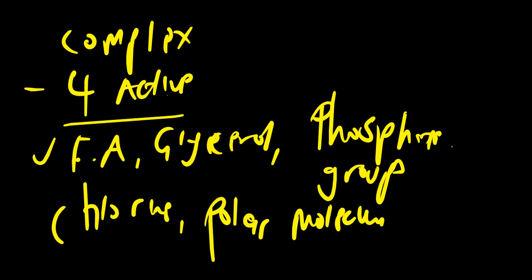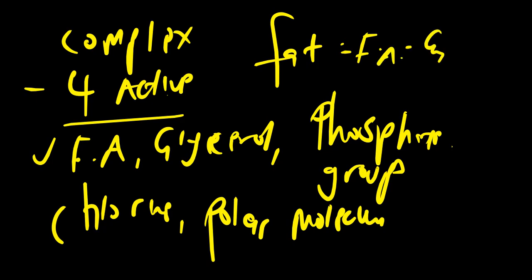So now we've said that fats, the simplest form, are made from fatty acids and glycerol, which is an alcohol. So now let's just talk about fatty acids for a while. Let me abbreviate them as FA.